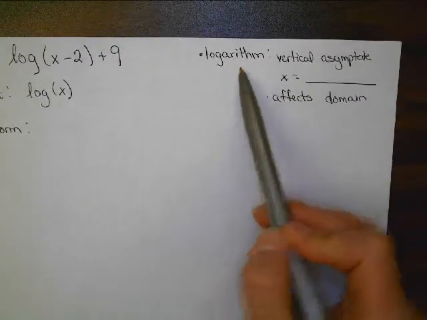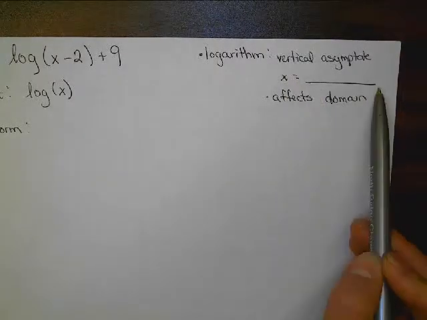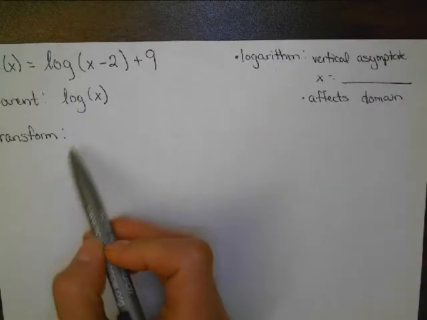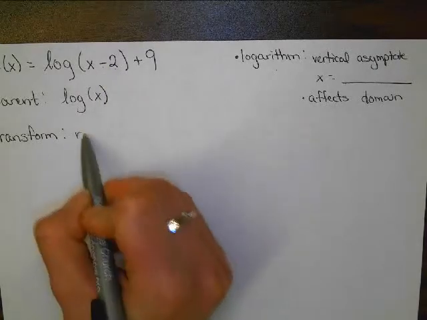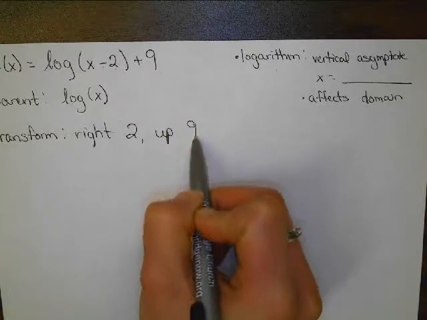You'll remember that for a logarithmic function, we have a vertical asymptote, which is at x equals whatever that is, which means that affects our domain. So here, my transformation, because this is on the inside and it's negative, I know it goes right 2, and that plus 9 on the outside means it goes up 9.